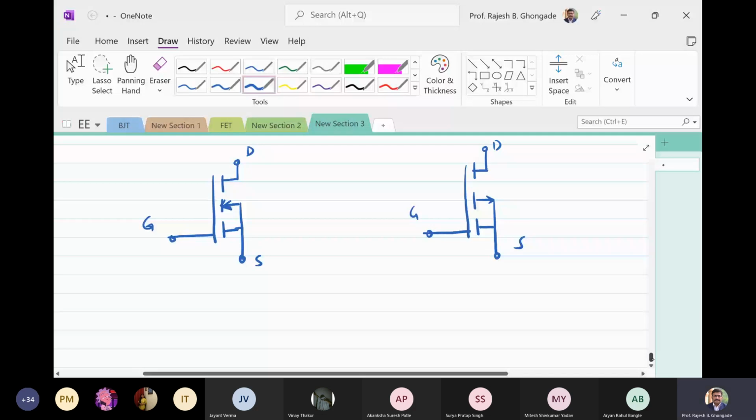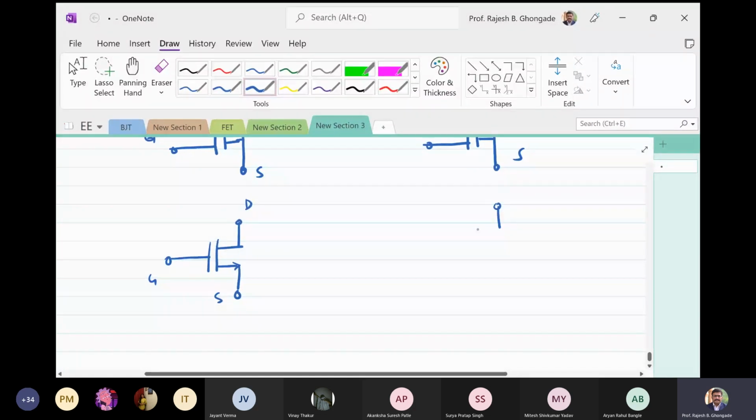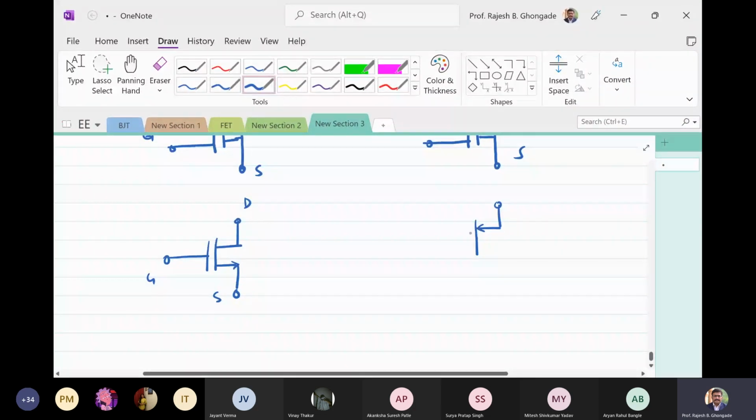This is your drain and this is the source. This is for N channel. Here it will be like this. This is much easier to remember. Just remember this is source now and this is drain and this is gate. I prefer this. Easier to draw.